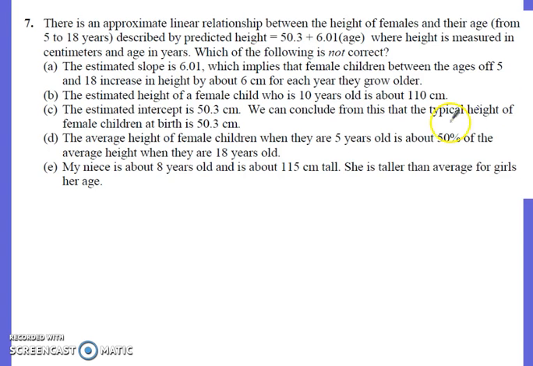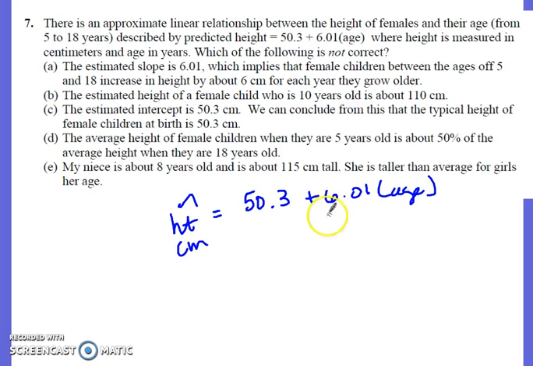y. There's an approximate linear relationship between the height of females and their age from 5 to 18 years described by the predicted height. So this is our equation. Predicted height is equal to 50.3 plus 6.01 times their age. And this is in centimeters, and this is in years. And they've already told us it's only effective from 5 to 18 years of age. So, which of the following is not correct?